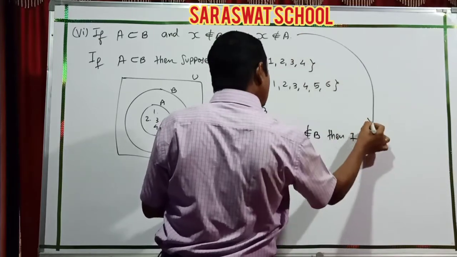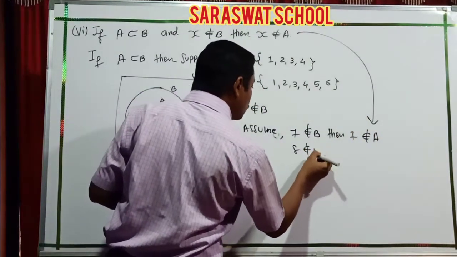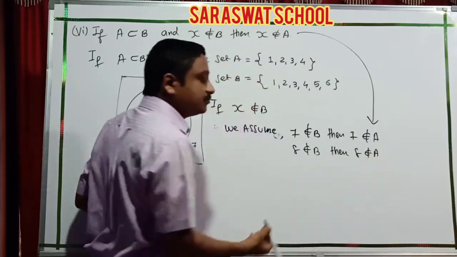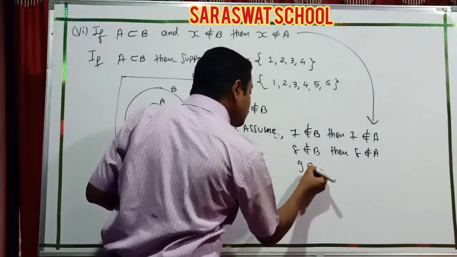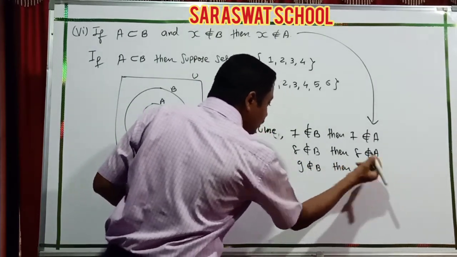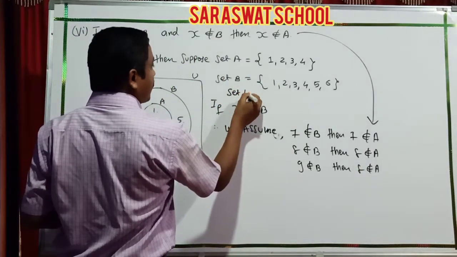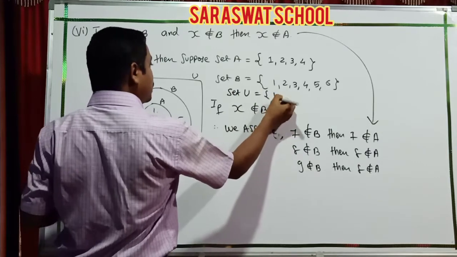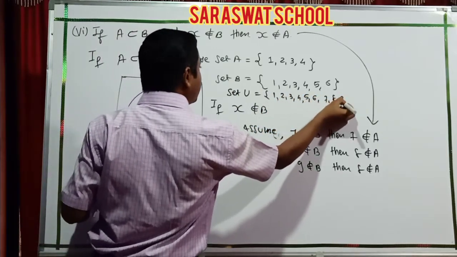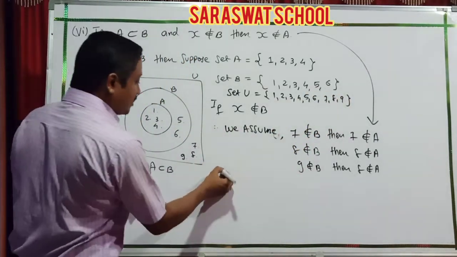This is the proof. Also taking another number, 8, which does not belong to B, then surely 8 does not belong to A. Also I take 9, which does not belong to B, then surely 9 does not belong to A. Here you assume also our universal set U, according to A and B, it is 1, 2, 3, 4, 5, 6, 7, 8, 9. And here it is done, students, the given statement.